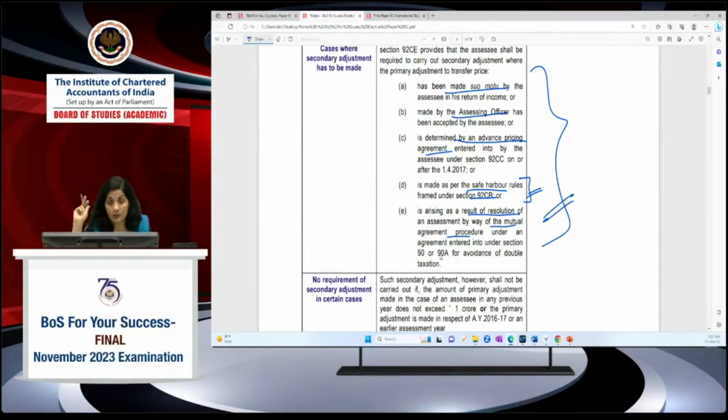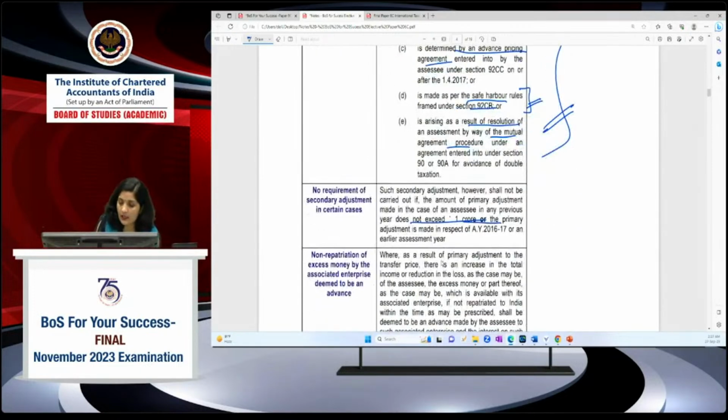If it exceeds 1 crore, right? The primary adjustment, if it exceeds 1 crore, right? And it is in respect of assessment year 16-17. आपका ये assessment अभी current से नहीं related करेगा, earlier assessment के लिए भी question can be asked. Such secondary adjustment shall not be carried out if it does not exceed 1 crore or is in respect of assessment year 16-17 or an earlier assessment year. So 17-18 के बाद से ही लगेगा, 17-18 or thereafter. Or if it exceeds 1 crore rupees, then only secondary adjustment will be applicable.